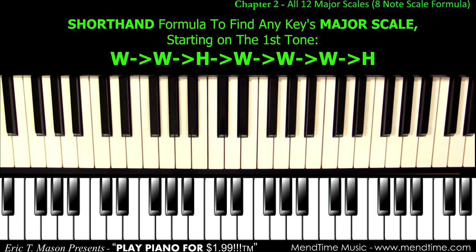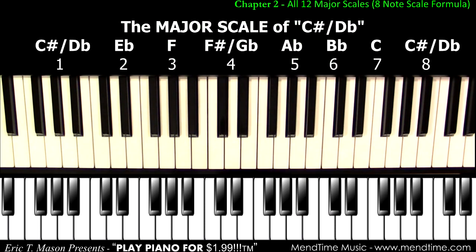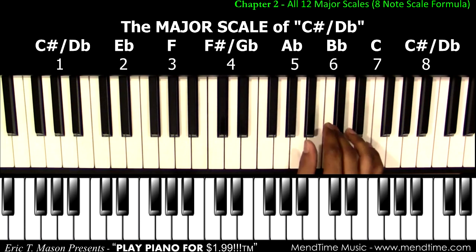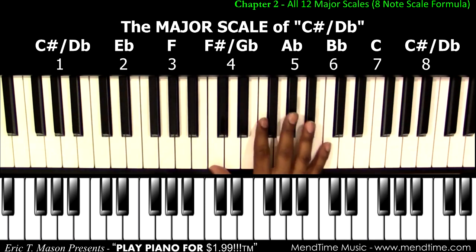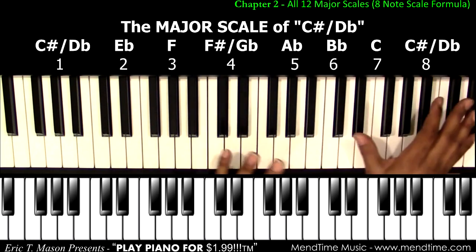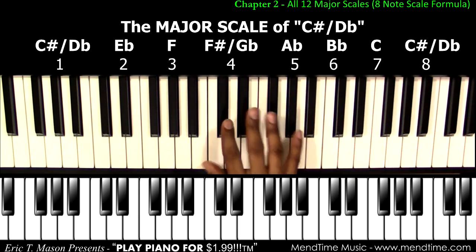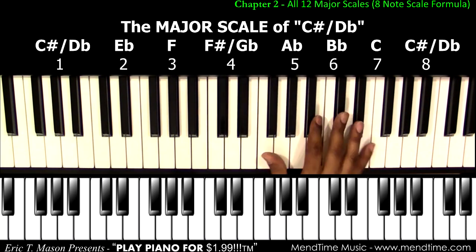Now let's go up to the key of C sharp or D flat. Okay? Same formula. Whole, half, whole, whole, whole, half. Now it's going to feel different, and this is the key to playing piano and playing in all 12 of the individual keys or sets of 8 notes, starting at whichever tone you're starting in, because they all have a starting point.